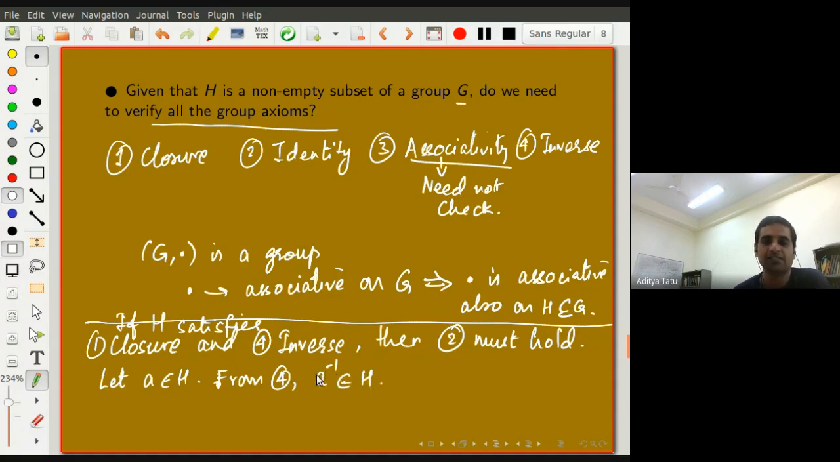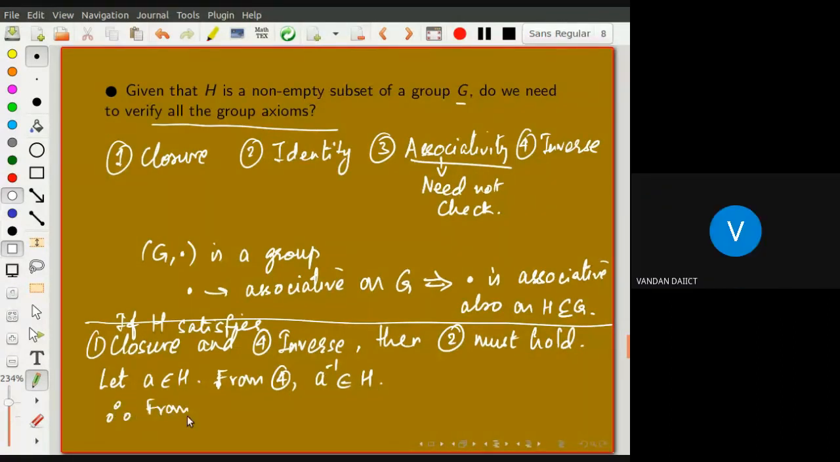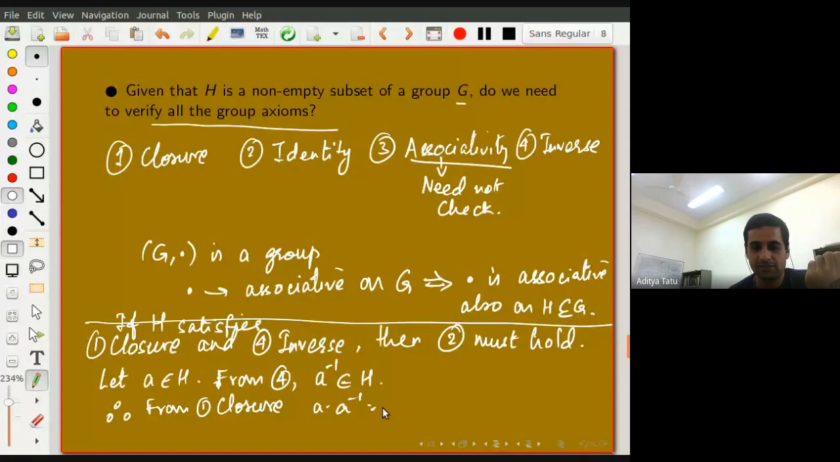Remember, the existence of A inverse is guaranteed in the group G. When I'm making this assumption 4 here, I'm making this assumption for the subset H. So, A inverse is given to be an element of the set H. Then what is the last step here? So A dot A inverse exists in H according to closure. A dot A inverse is equal to A inverse dot A is equal to E. This also is in H. Okay, so we are done, right?